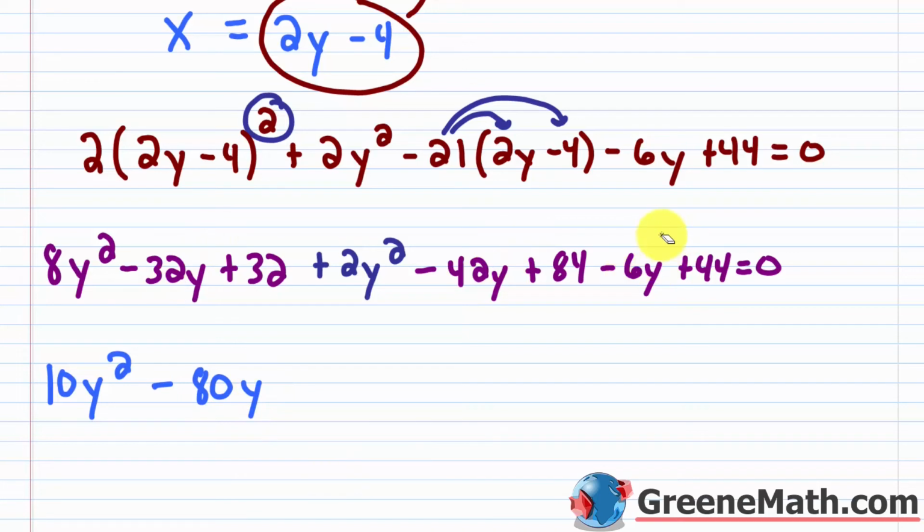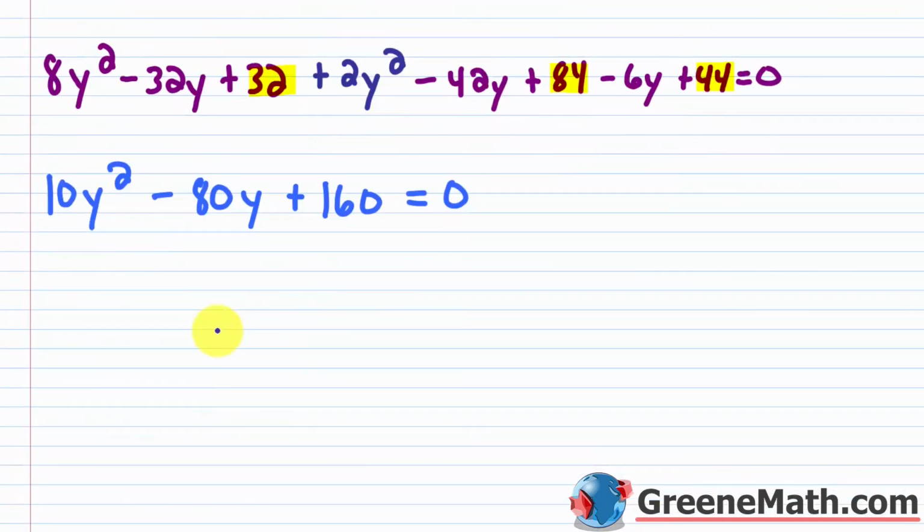Okay, so let me unhighlight those now. And then lastly, we have the constants. So you've got 32, 84, and 44. Okay, so 32 plus 84 is 116. Then if I add 44, I get 160. So plus 160, and this equals 0. All right, let's scroll down and get some room. We'll come back up in a minute.